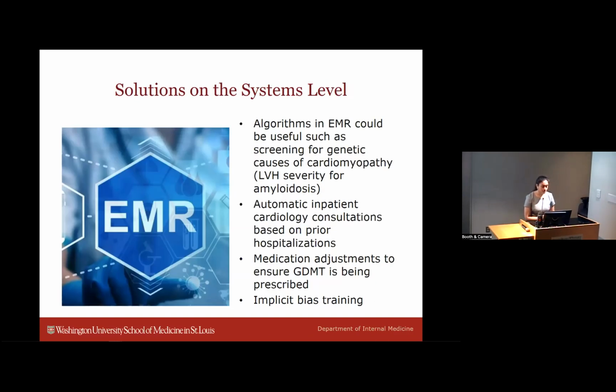Solutions on the systems level. There are ample opportunities for improving coordinated care of African American patients with heart failure. Algorithms embedded in the EMR could be useful, such as implementations of various quality metrics, including the screening for genetic causes of cardiomyopathy based on clinical criteria, such as the severity of LVH to screen for amyloidosis, automatic inpatient cardiology consultations based on prior hospitalizations and 30-day readmission risks, medication adjustments to ensure GDMT is being prescribed, and on a more organizational level, making sure that clinicians undergo implicit bias training.